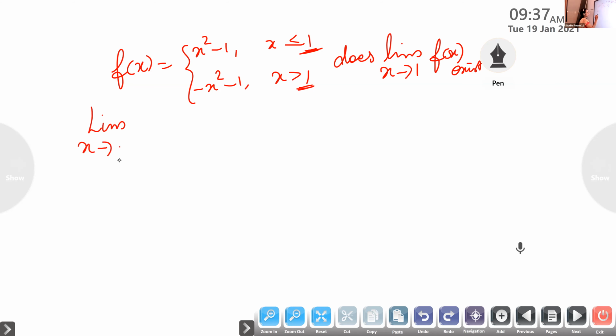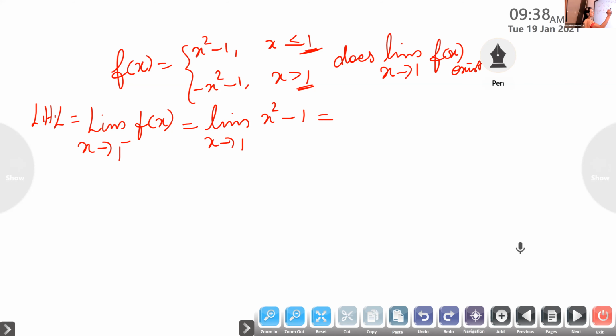Left limit means limit as x tends to 1 minus of f of x. Just recall it, we learned all those things. Left hand limit means f of x takes the value when x is less than 1. 1 minus means less than 1. For less than 1, what is the function defined here? It is x square minus 1. You substitute x is 1. So 1 square minus 1, which is 0.